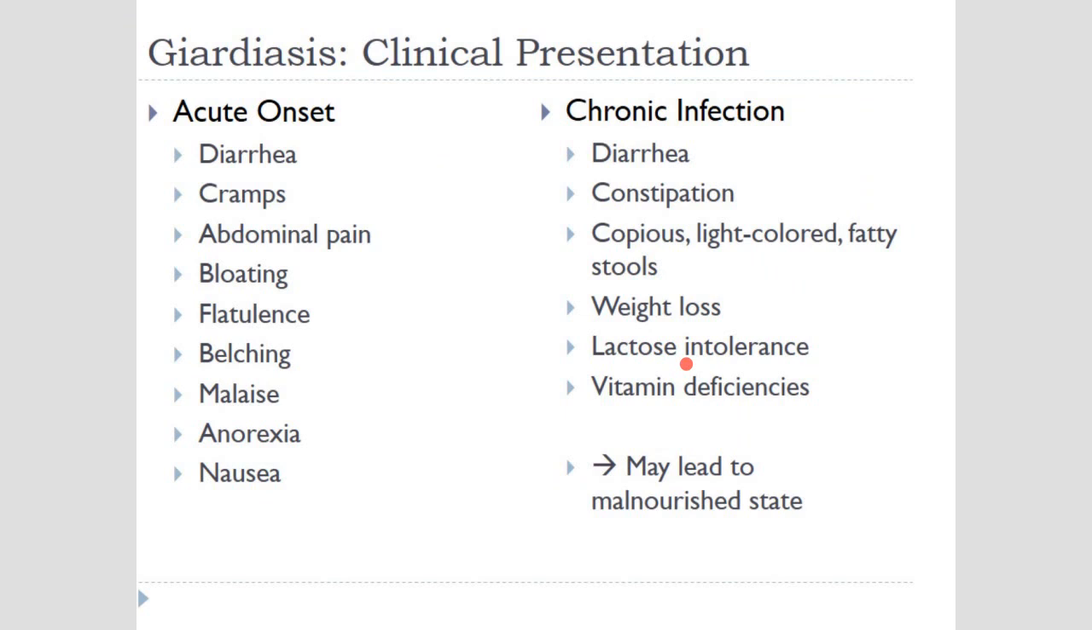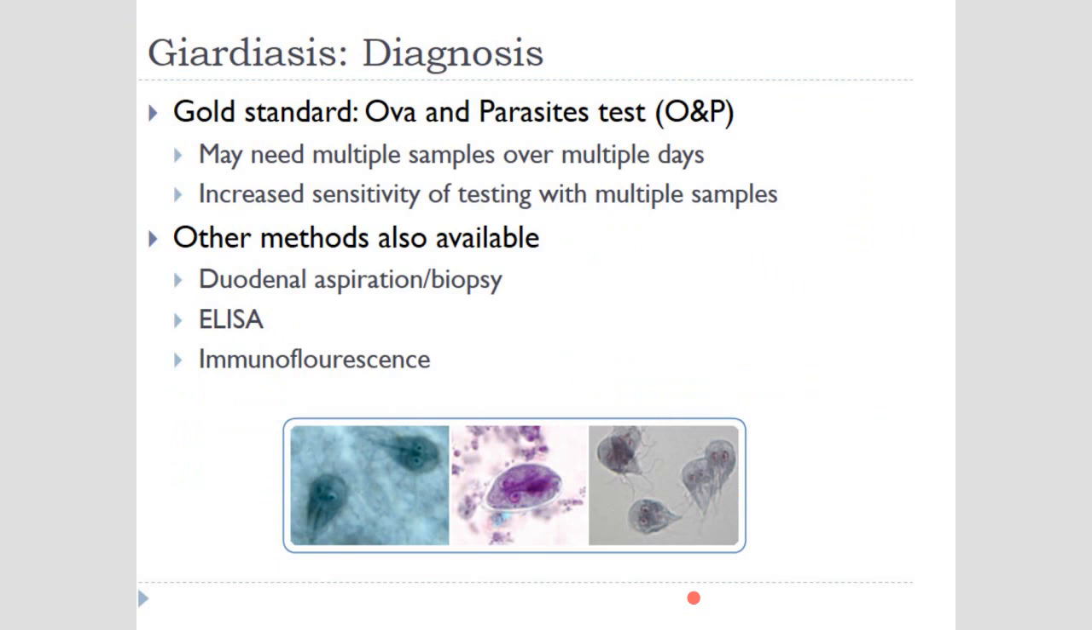The copious amount of stool they pass, light colored fatty stools, weight loss, it may mimic lactose intolerance. The reason is because you need those enzymes lining the small microvilli, but if they get damaged because of the cyst, then you may have a problem. And eventually, if it happens in kids, that is also one of the causes for malnutrition and vitamin deficiencies because of the chronicity of the problem that we normally see.